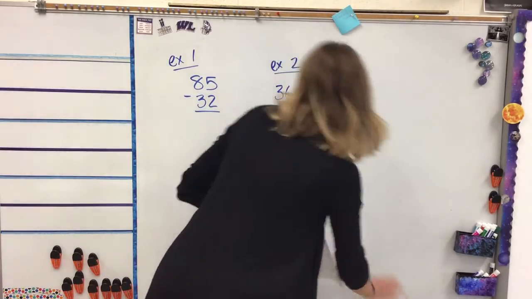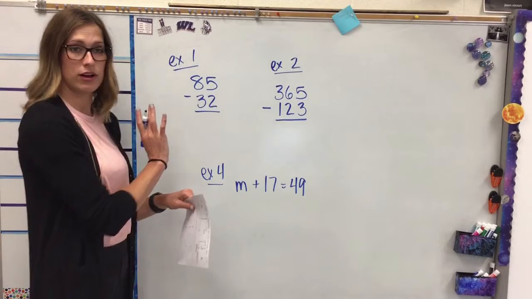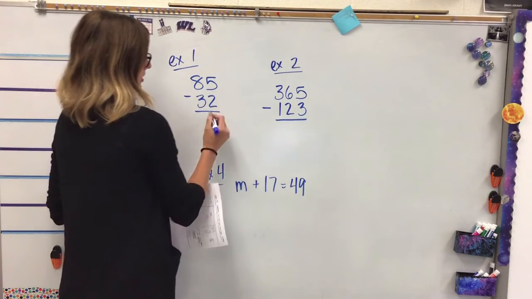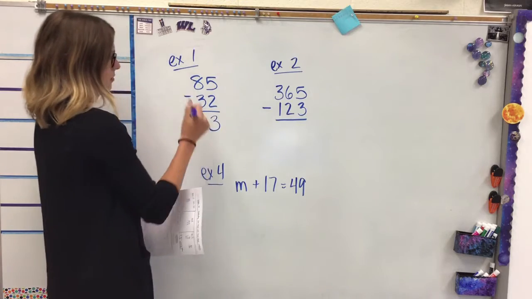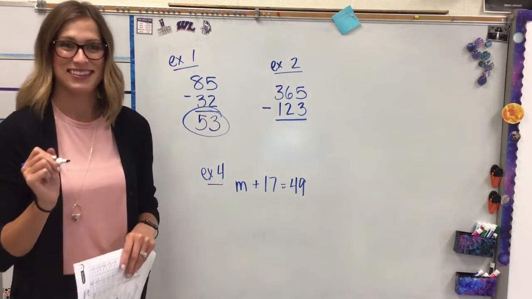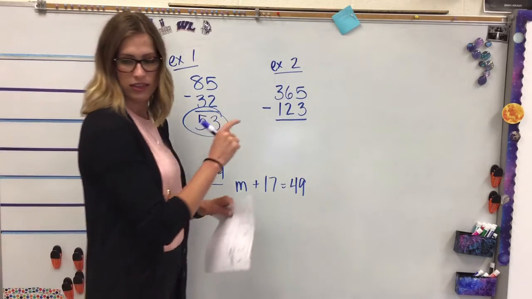When we look at this one, we're going to start, same as we did with our addition, with our ones column. 5 minus 2, I get 3. 8 minus 3, I get 5, so I get 53 as my answer. Piece of cake. All right? Let's look at the next one.